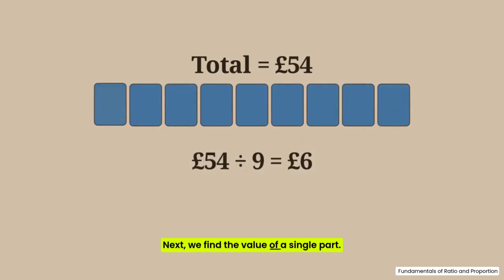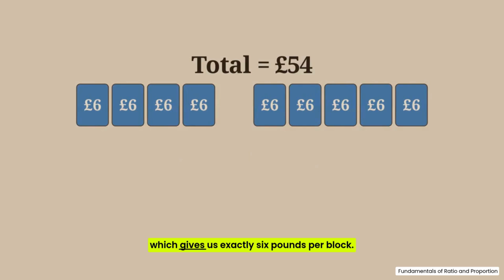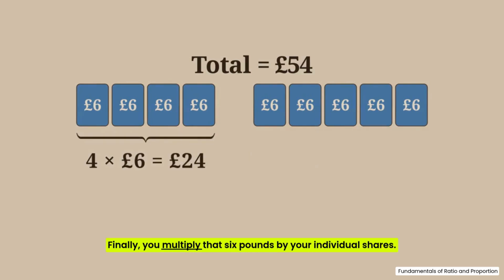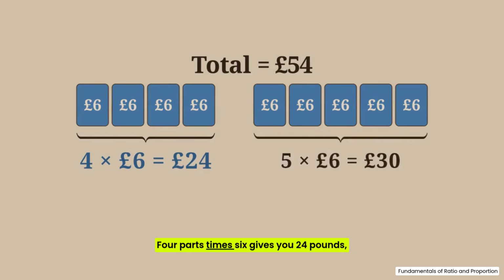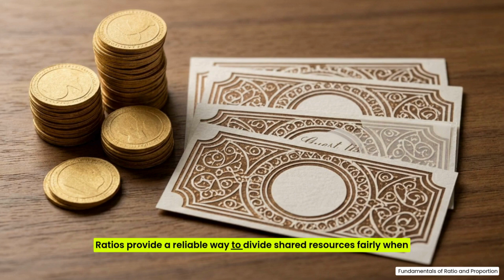Next, we find the value of a single part. We take our total 54 pounds and divide it by those 9 blocks, which gives us exactly 6 pounds per block. Finally, you multiply that 6 pounds by your individual shares. 4 parts times 6 gives you 24 pounds, and 5 parts times 6 gives your roommate 30 pounds. Ratios provide a reliable way to divide shared resources fairly when people have unequal stakes in the outcome.